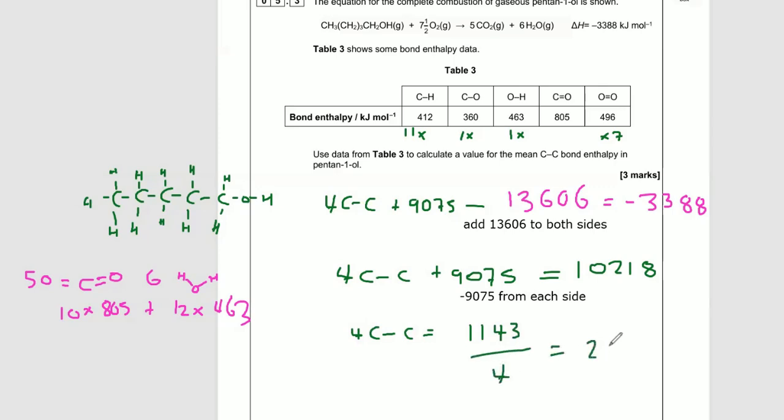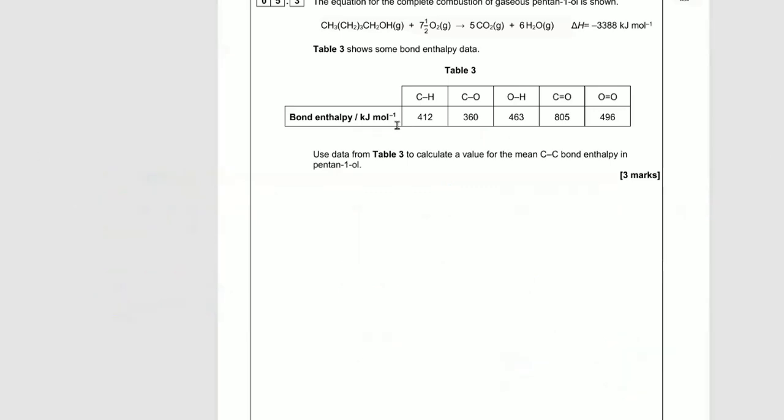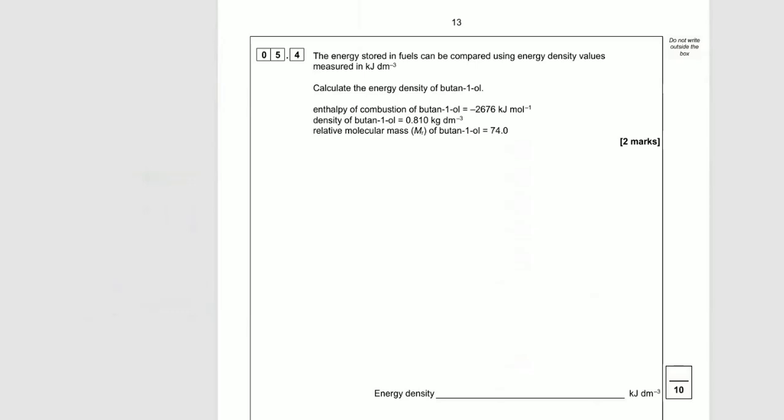Now I want to find out the value of just one carbon-carbon bond, so I'm going to divide by 4 and I'm going to get 285.8. You can round that to 286, but they'll give you the mark for 285.8 or 285.75, whatever it comes up as in your calculator. You'll get the marks for that. And there we go. Lovely jubbly. There's quite a few points here where you could have picked up a mark in the working out. Okay, let's move on.